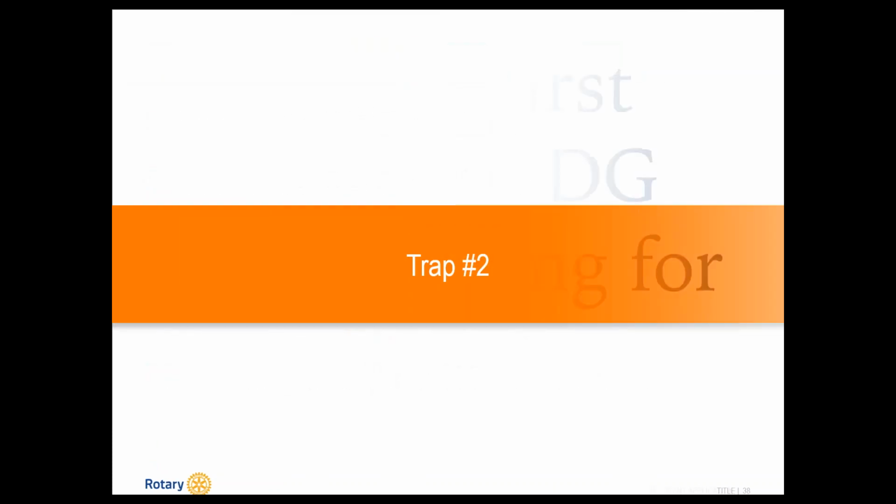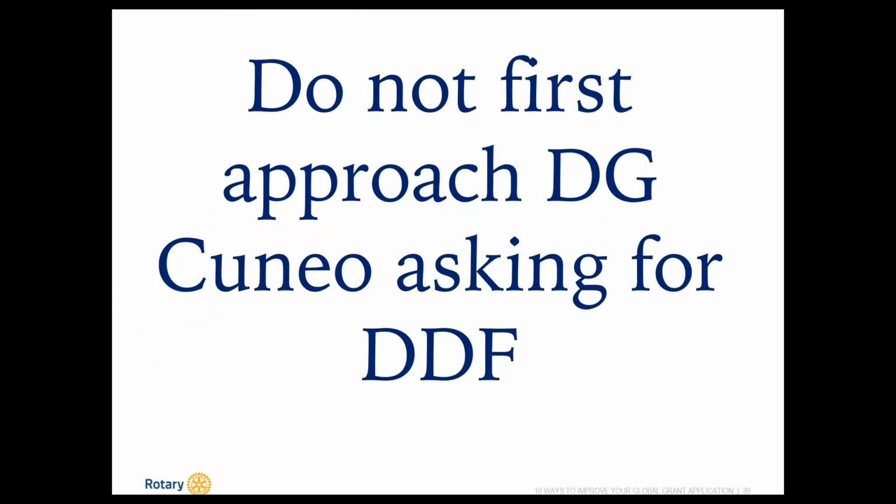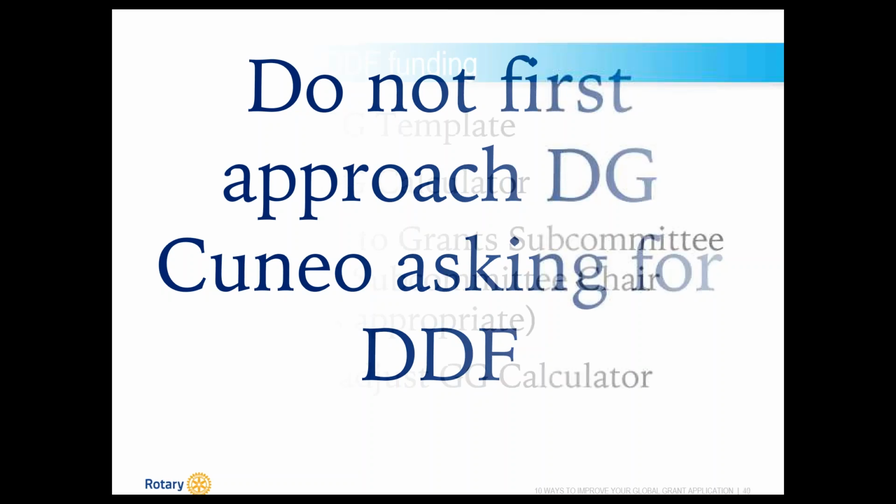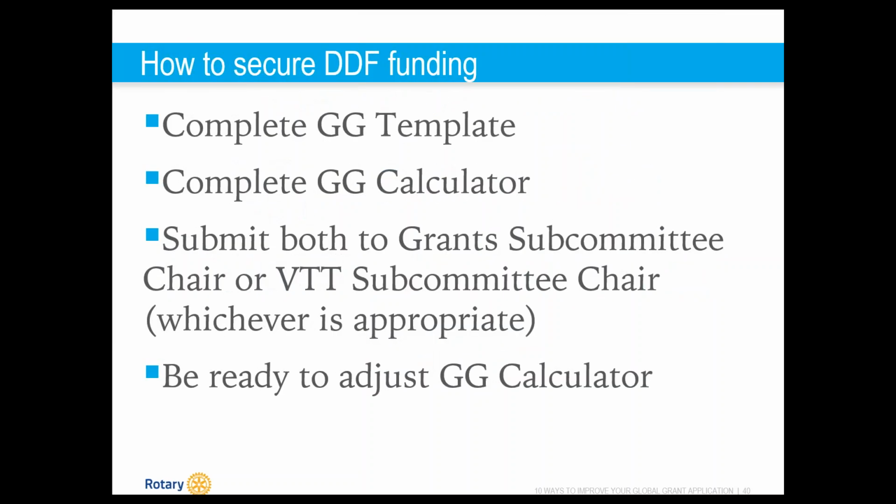Trap number 2. Do not first approach District Governor Carmen Cuneo asking for district designated funds. One, it's bad form. Two, she is not responsible for keeping up with the district designated funds availability. Three, she cannot commit to an unvetted project. So, here are the 4 things you need to do that are part of securing District 5890 district designated funding.